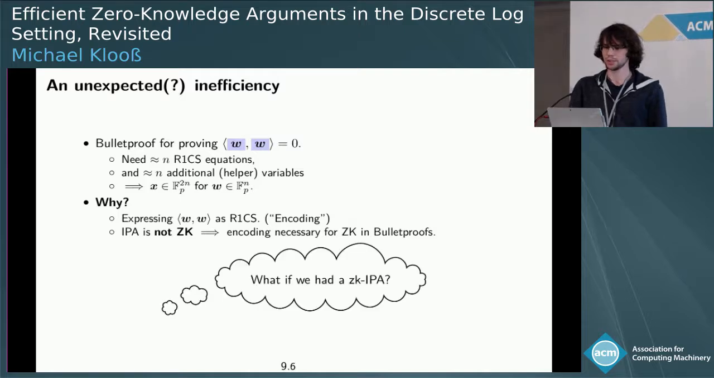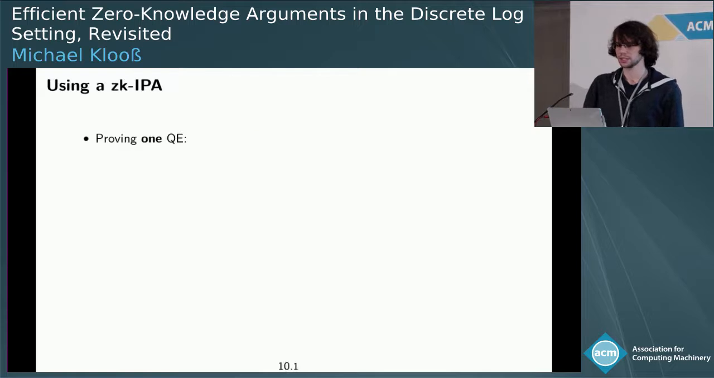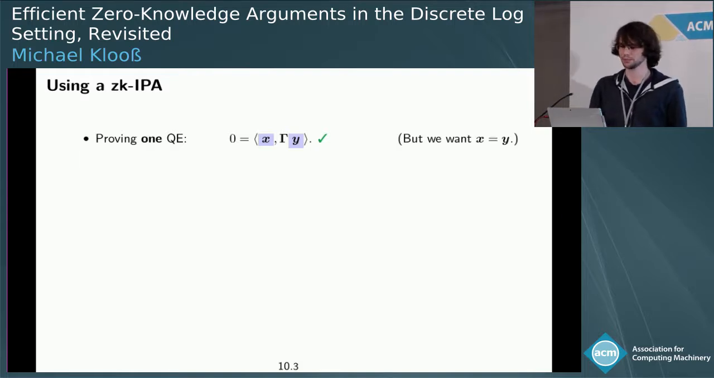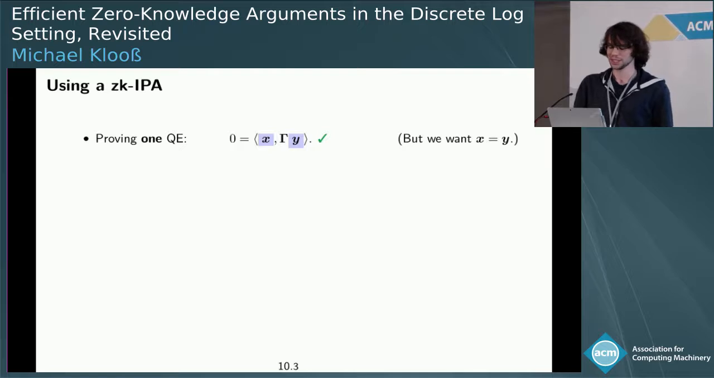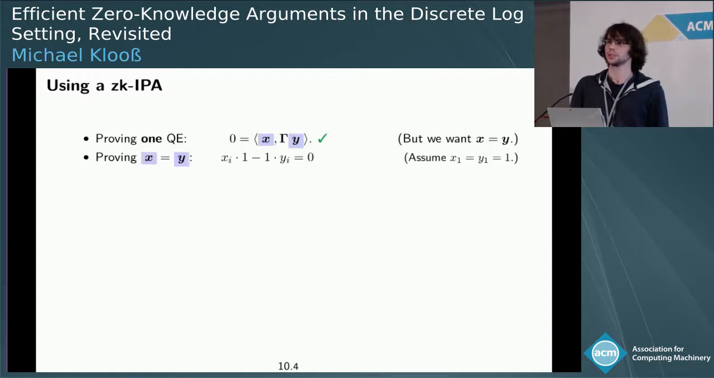So let's just imagine, what if we had a zero knowledge inner product argument? In this case, let's try to use it. Let's be ambitious. We can try to prove a quadratic equation. And it's actually simple, right? You just prove it. And this, of course, does not work yet, because we want that x equals y. So I've been lying to you here. I'm lying all the time. All the details are different, of course. But we want to prove that x equals y. So we have to do this. But these are just more quadratic equations or linear equations, which are a special case of quadratic equations. So we can easily prove this too.